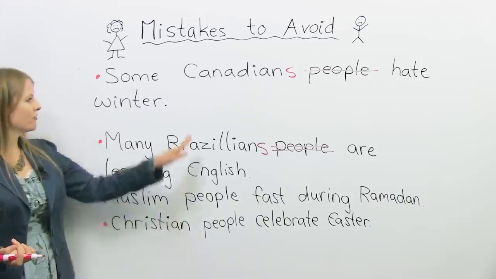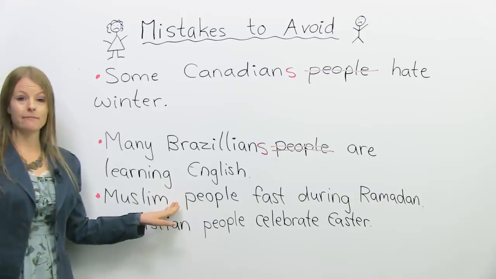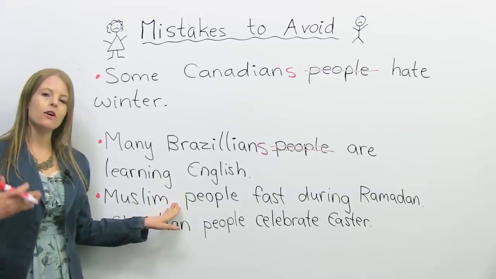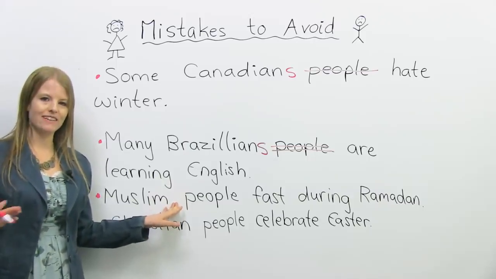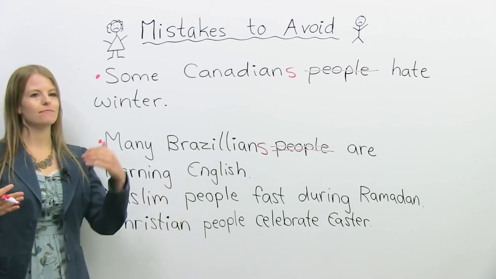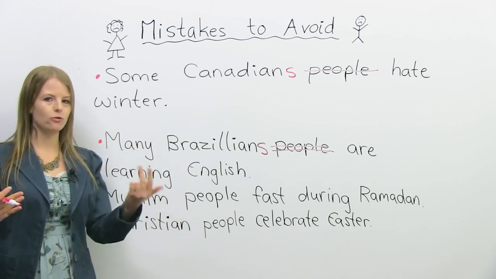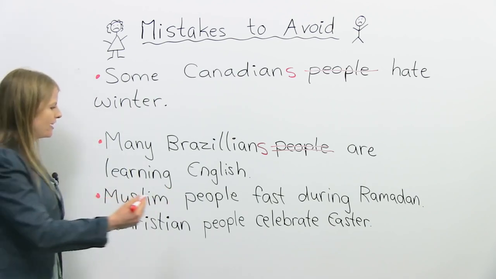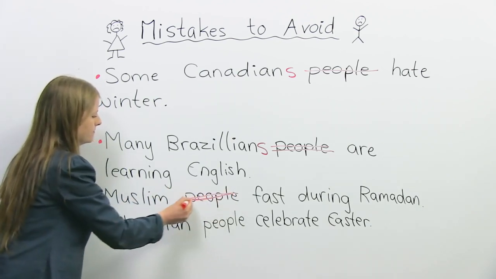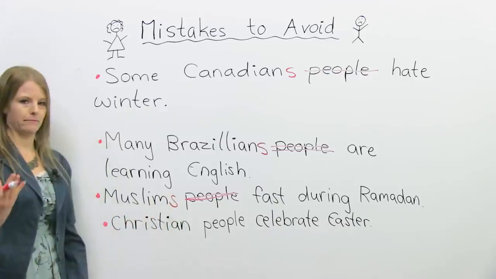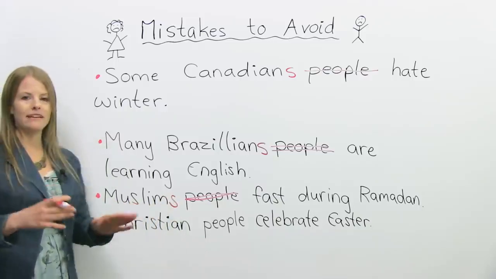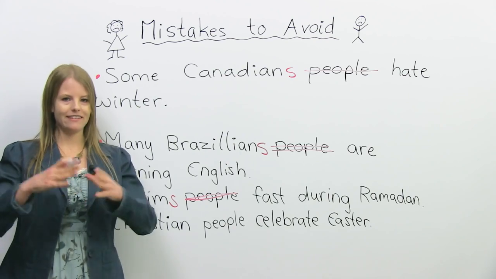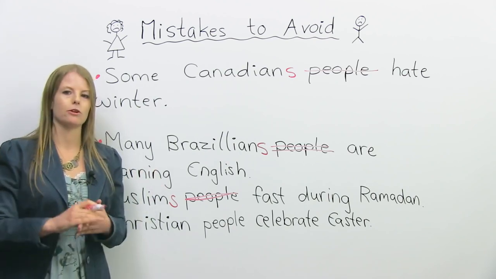If you said, just like this, people is the mistake, you're correct. When we talk about religion, and we're talking about Muslims, Christians, Jews, Hindus, you don't need the word people. We could just change this to Muslims. So Muslim here means all Muslims, it's like Muslim people, but we don't need the word people.